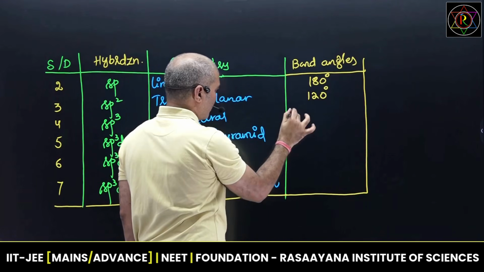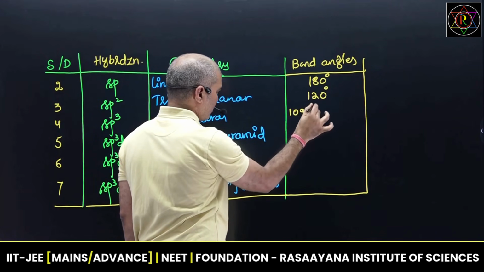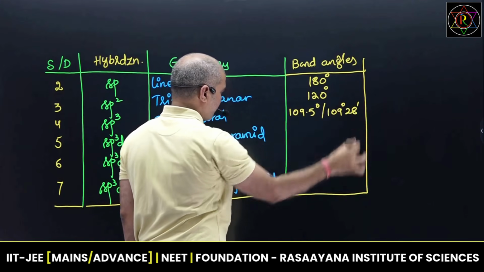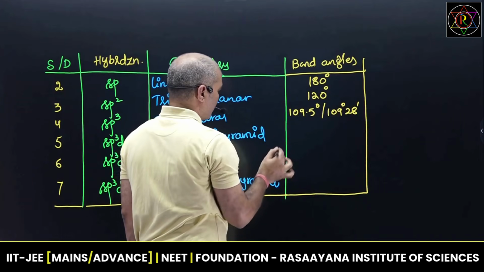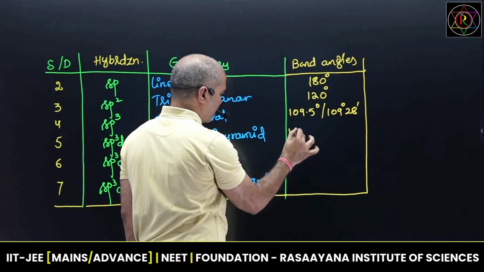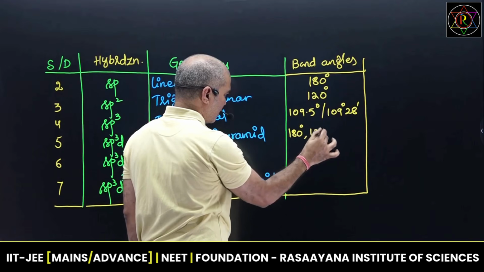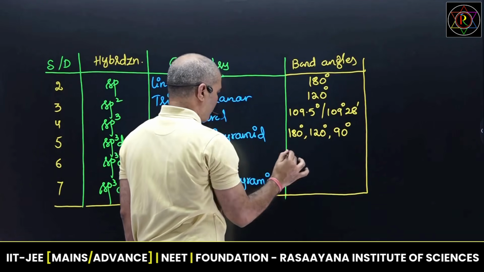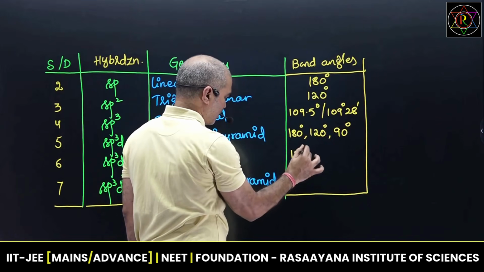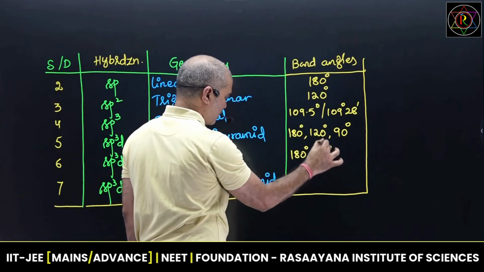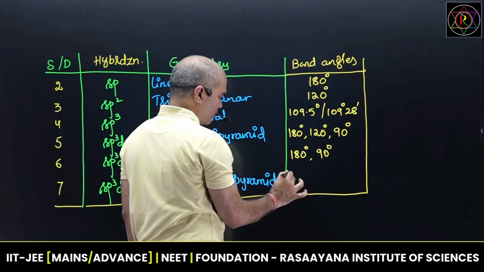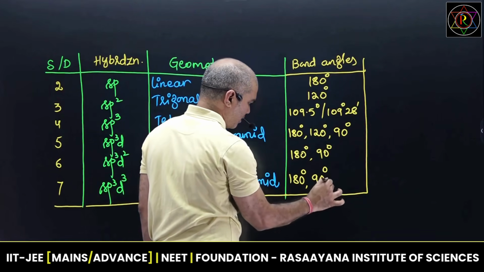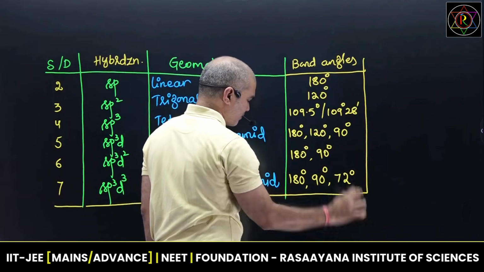For tetrahedral, 109.5 degrees or 109 degrees 28 minutes. For trigonal bipyramidal, we can have a 180 degree angle, 120 degree angle and also a 90 degree angle. For octahedral, 180 degree and 90 degree angle. And for pentagonal bipyramidal, we can have 180 degree, 90 degree and 72 degree.